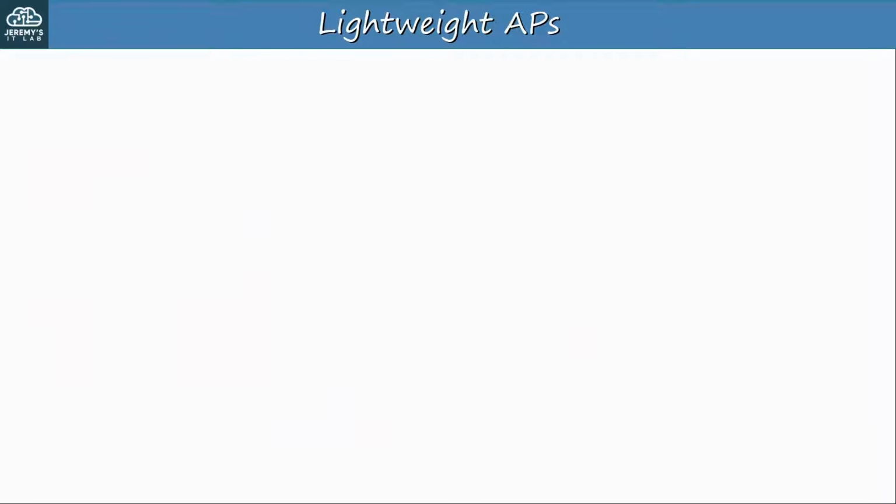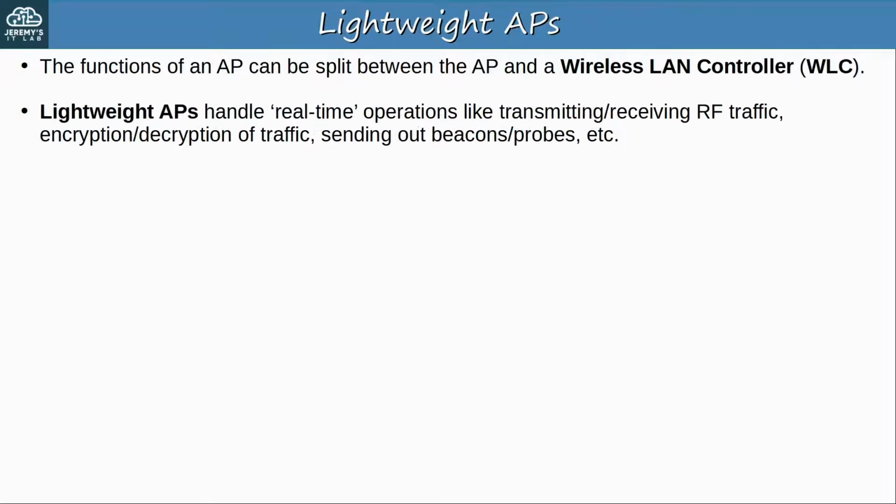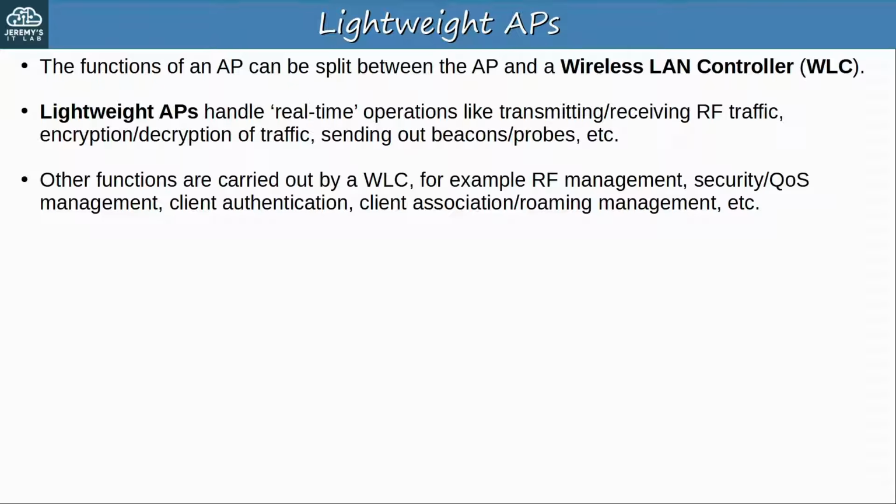Now let's talk about the next major deployment model for APs: lightweight APs. The functions of an AP can be split between the AP and a wireless LAN controller, WLC. The lightweight APs handle real-time operations like transmitting and receiving radio frequency traffic, encryption and decryption of traffic, sending out beacons and probes, etc. However, other functions are carried out by a WLC, for example RF management, security and QoS management, client authentication, client association and roaming management, etc. The WLC centrally controls all of these things for many lightweight APs.